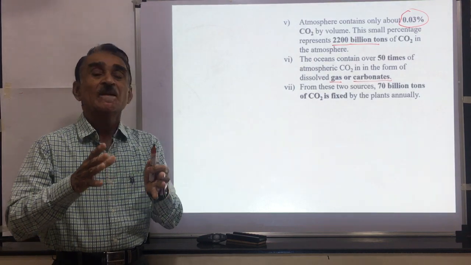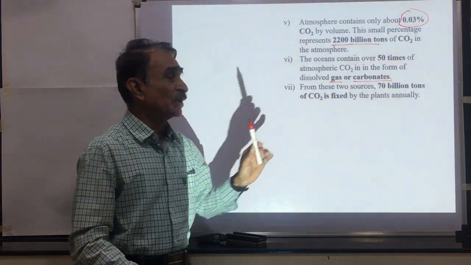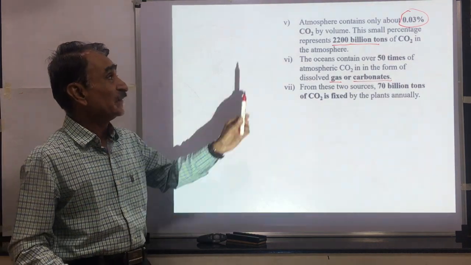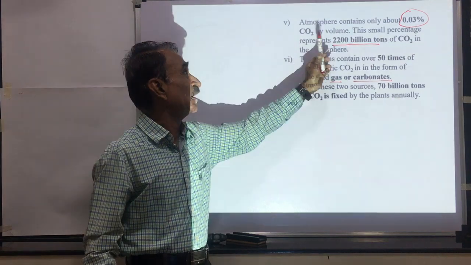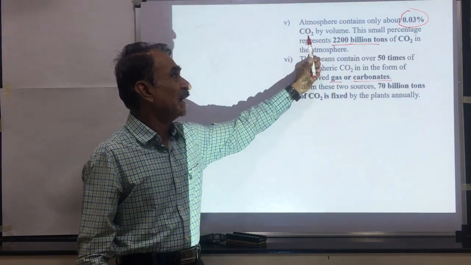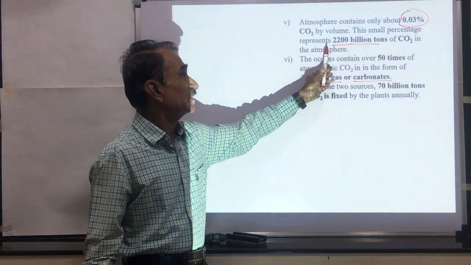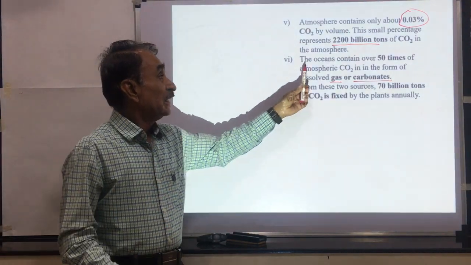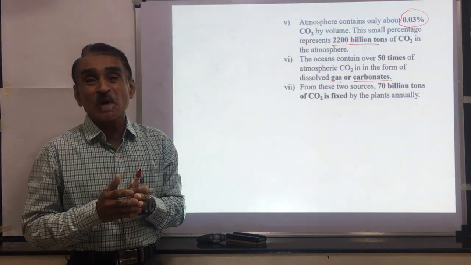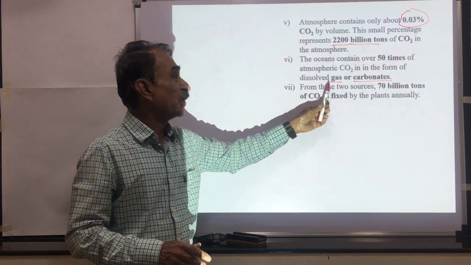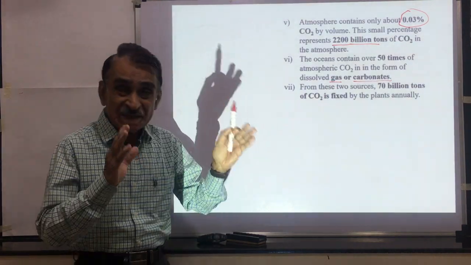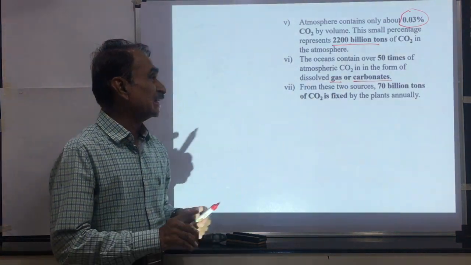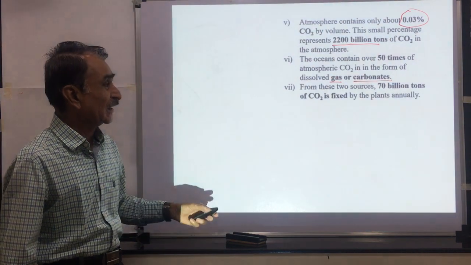In the process of photosynthesis, 70 billion tons of CO2 is fixed by the plants per year. In the atmosphere, there is 0.03% of CO2. This question can be asked in the examination. This small percent represents 2,200 billion tons of CO2. Oceans contain 50 times more CO2 in the form of gases and carbonates. From these two sources, 70 billion tons of CO2 is fixed by the plants annually.